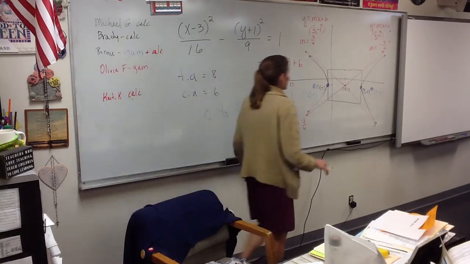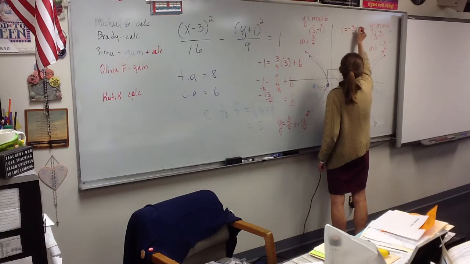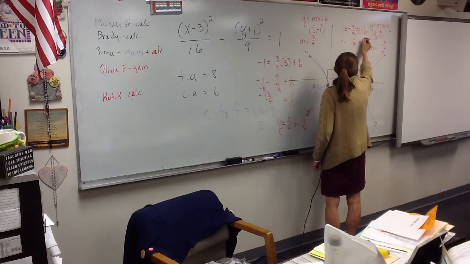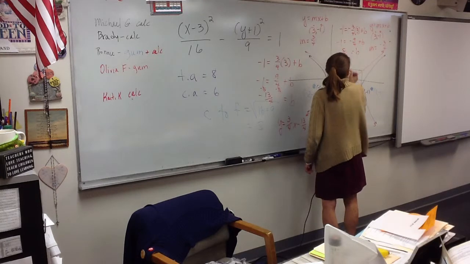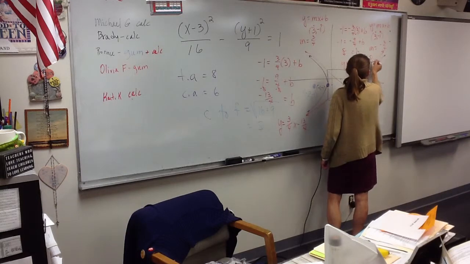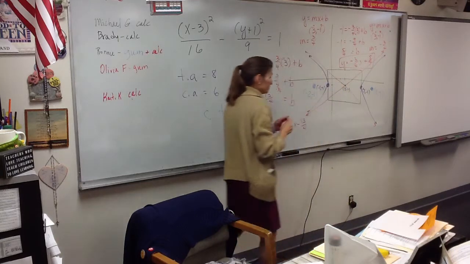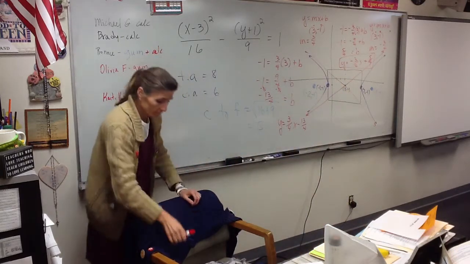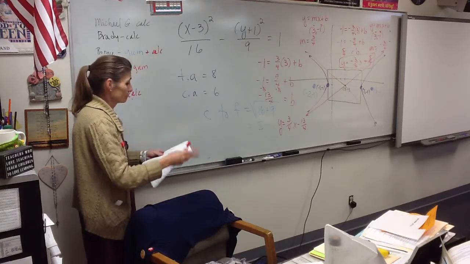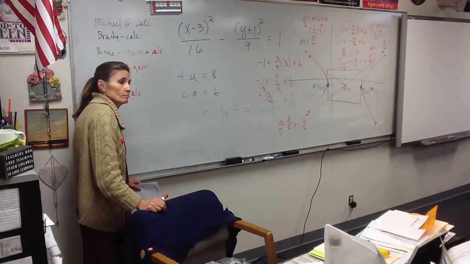Now the other one, I'm going to do exactly the same thing. Y equals mx plus b. So b equals 5/4 this time. So y equals negative 3/4 x plus 5/4. A lot of work.